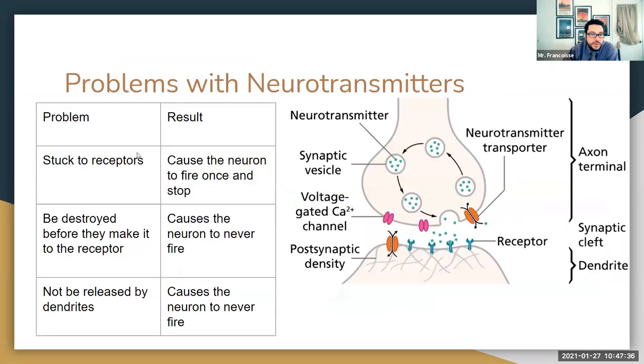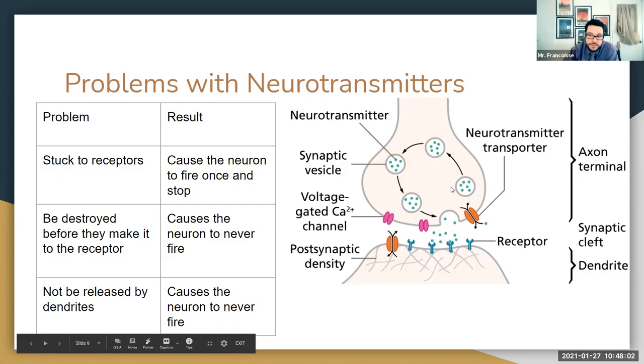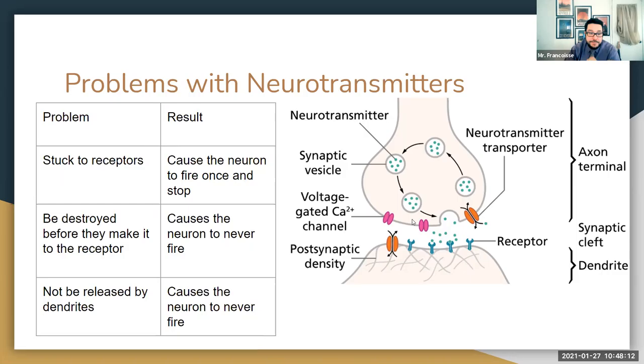So these are kind of our three things that can happen. They can get stuck on the receptors. So this causes the neuron to fire once and stop. They can get destroyed along the way, which makes it so that we never see a signal. If these get destroyed along the way, they're not going to be able to bind to the receptor. And lastly, they may not get released at all. So these are problems that can happen along the way. It cannot be released, it can be destroyed while it's getting to the receptor, or it can become stuck. And so we're going to look at these three different types together in a couple different statements here.